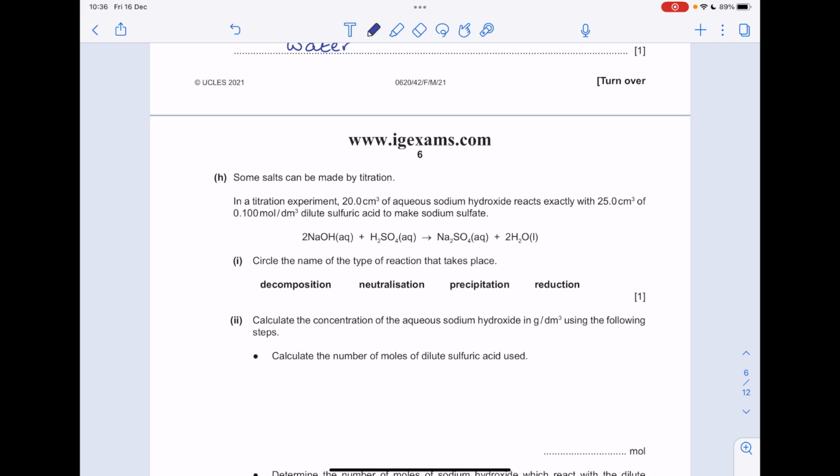Some salts can be made by titration. In a titration experiment, 20 centimeters cubed of aqueous sodium hydroxide reacts exactly with 25 centimeters cubed of 0.1 molar dilute sulfuric acid to make sodium sulfate. Circle the name of the type of reaction that takes place. So if you were to write an ionic equation of what's going on here, it's actually a hydroxide ion reacting with a proton, H+, to form water, which is a neutralization reaction.